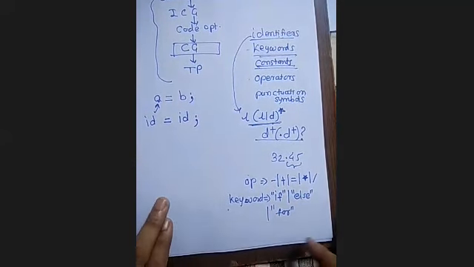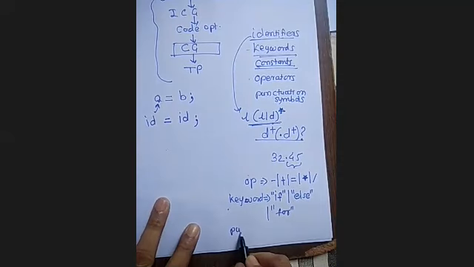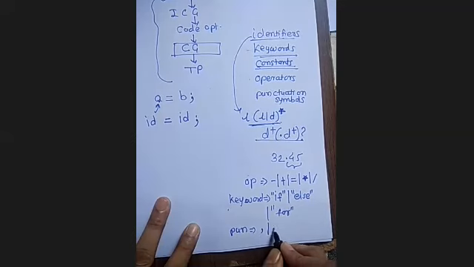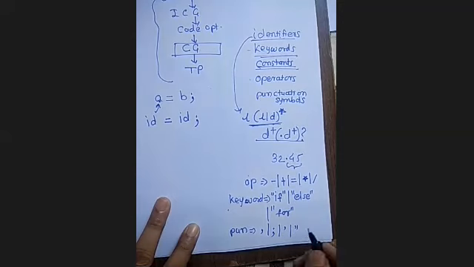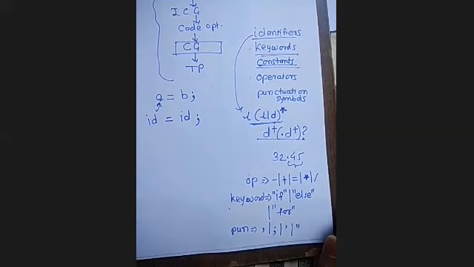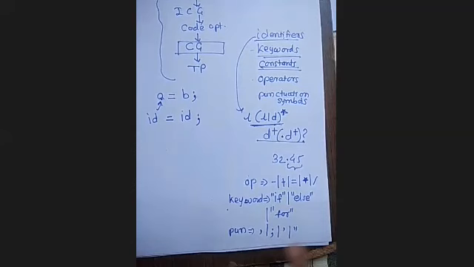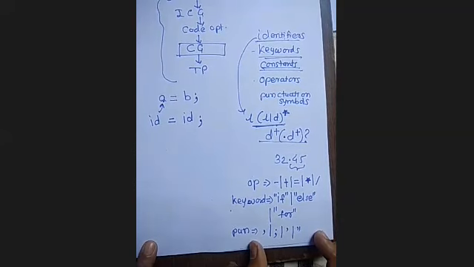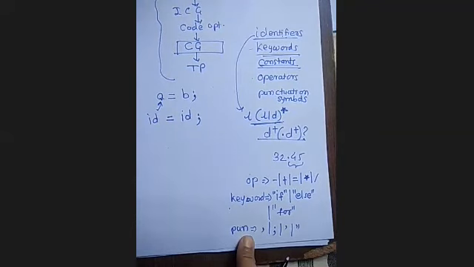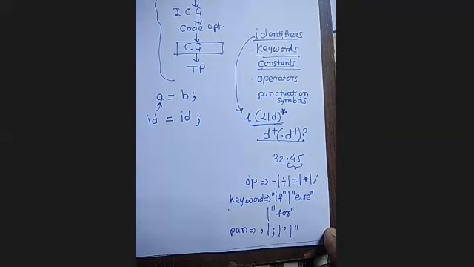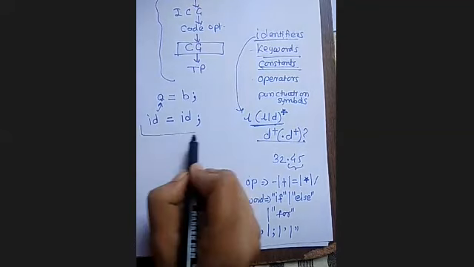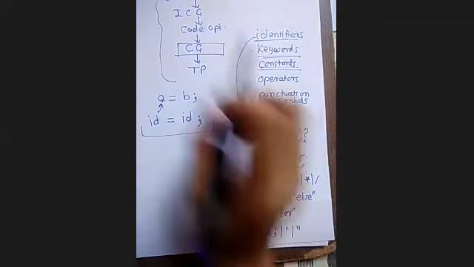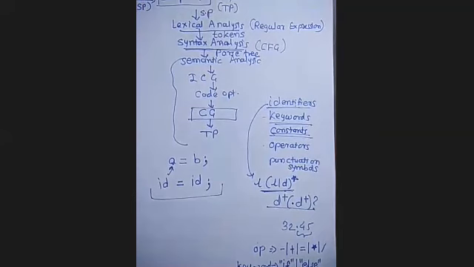For punctuation, like keywords, punctuations are fixed. So punctuation can be comma or semicolon or apostrophe or double quotation mark or parenthesis, or the square brackets. All those punctuation symbols can be written here using or, and punctuation symbols are single characters. Let's say this is a name given to all punctuation symbols. So this is the list of tokens generated by the lexical analysis phase using the regular expressions.